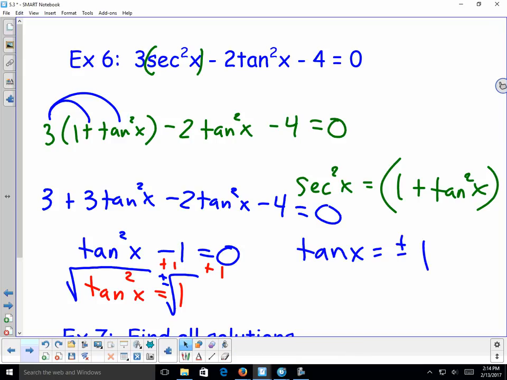So where on our unit circle is that? Pi over 4, right? That's what I meant, pi over 4. Where else? 2 pi over 4, which is pi over 2. Then it's like 3 pi over 4.